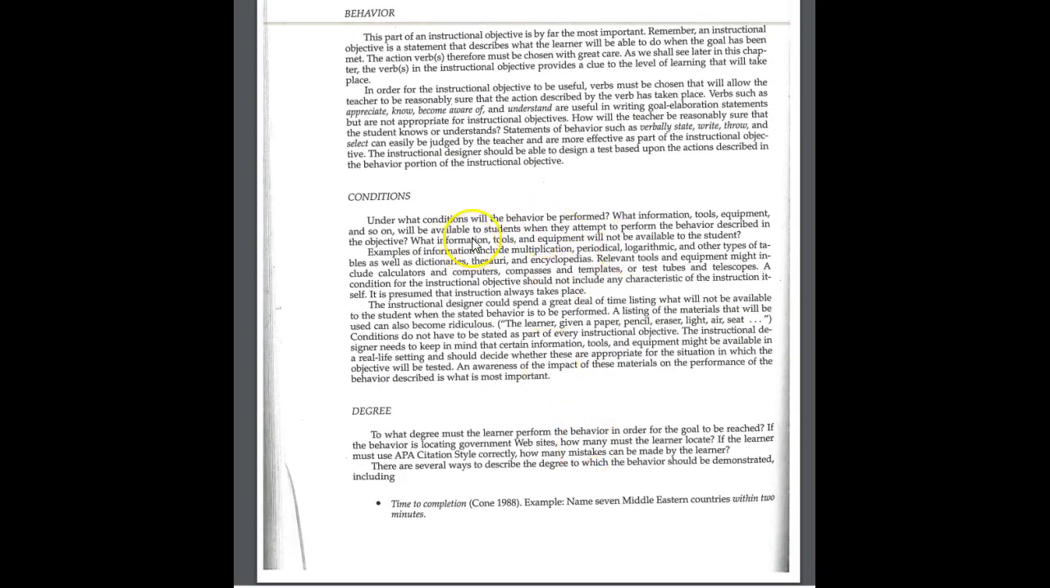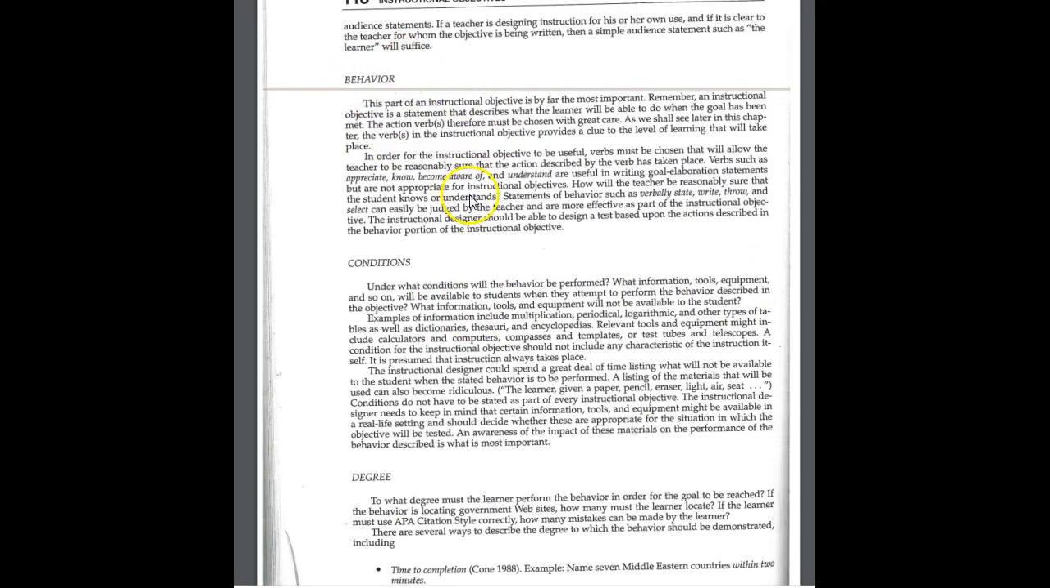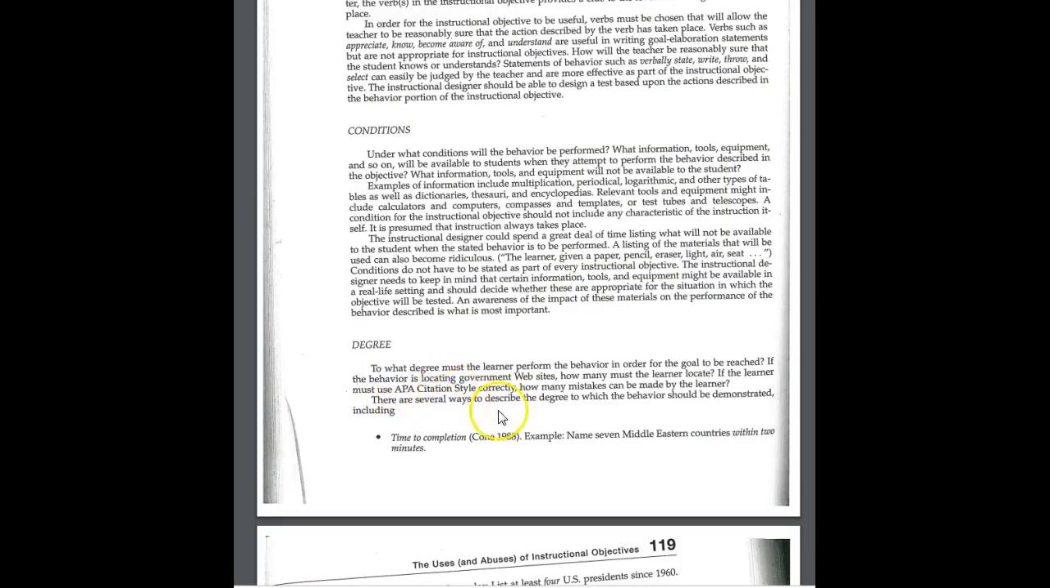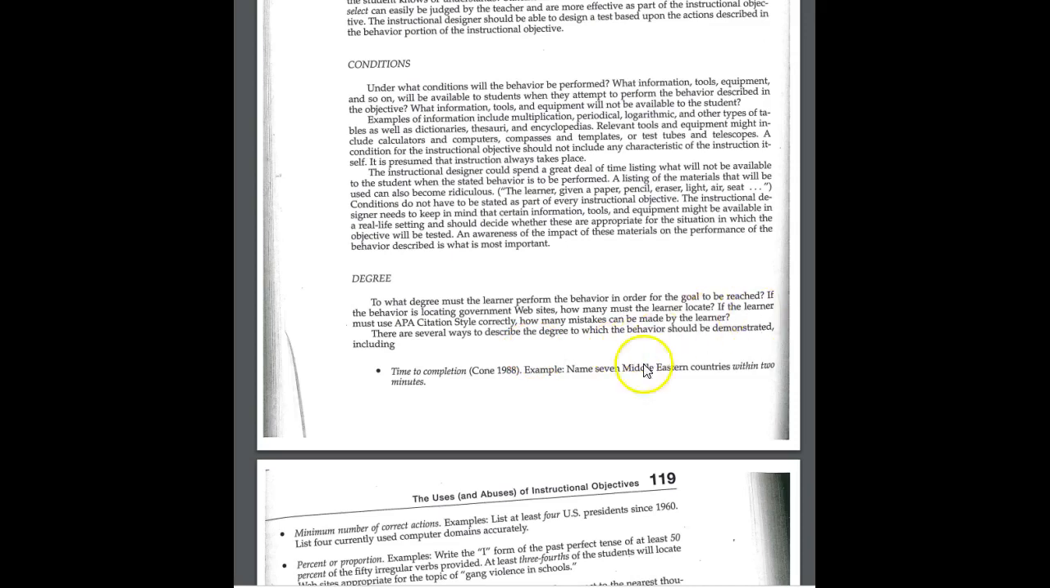The conditions: what information or tools or equipment is going to be available for the students to be able to complete whatever behavior you said. And then the degree: how much needs to be done or attempted, or how well the learner has to be performing, for you to decide that that goal has been reached.